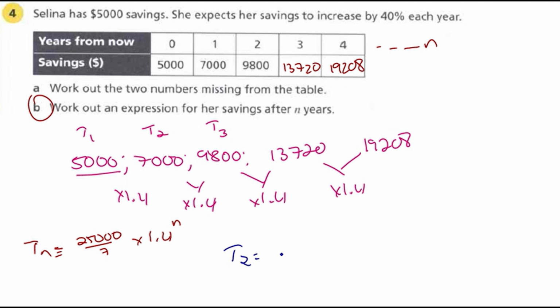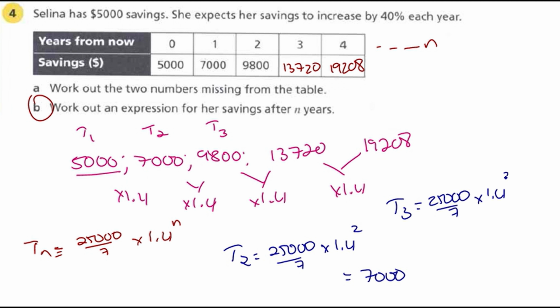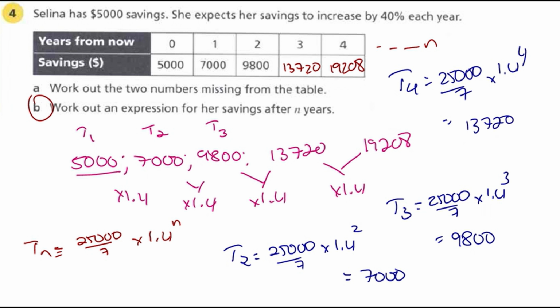Okay, so term 2 will be 25,000 divided by 7 times 1.4 squared, and that gives us 7,000. Term 3 will be 25,000 divided by 7 times 1.4 cubed, which is 9,800. And then just for good measure, let's do term 4. It will be 25,000 divided by 7 times 1.4 to the 4, which is 13,720. So it just confirms that this is your nth term.